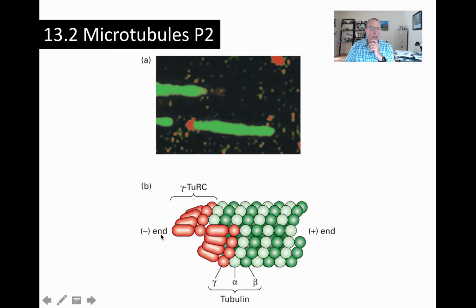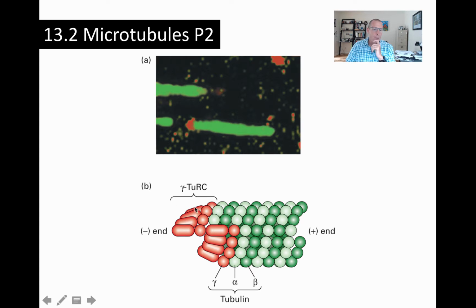These red proteins down here are gamma tubulin, and they form something called the gamma tubulin ring complex, or the gamma TuRC. Up here in red, you can see a microscopic image where the gamma tubulin has been fluorescently labeled in red, and the microtubules are labeled due to the alpha and beta tubulin being fluorescently labeled green, and so the microtubule is in green. And so the gamma tubulin ring complex here initiates this microtubule, and then growth by the addition of alpha and beta tubulin will be onto the plus end. Now you can get loss from the minus end down here, and we'll look at that in a moment.